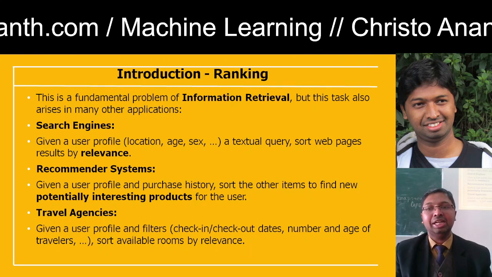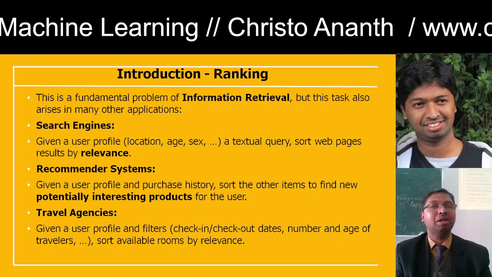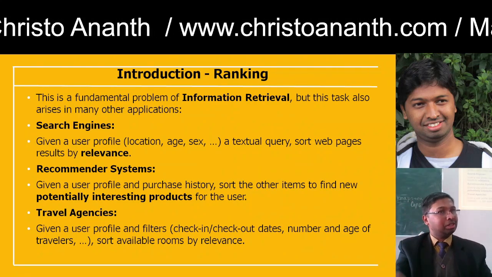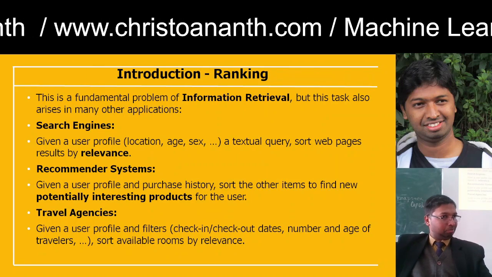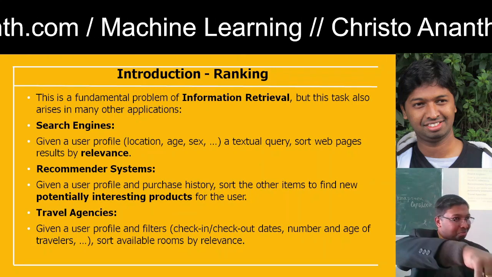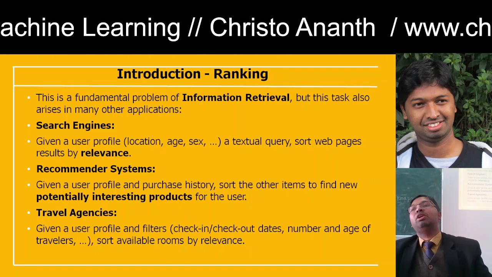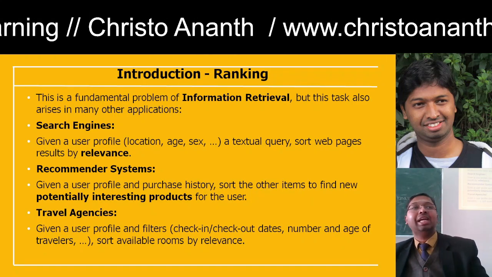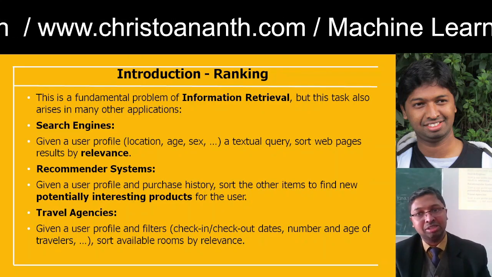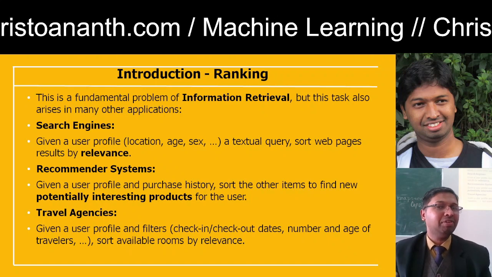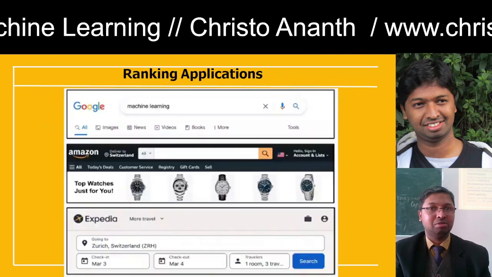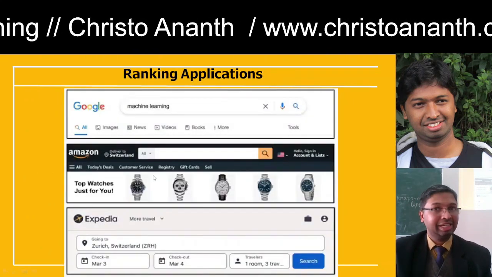Then travel agencies. For example, if we are booking a flight from the capital city Tashkent to any other place, and the next day the price is less, it will ask if you want to book. If you are booking a hotel or making a railway reservation, it will show you the check-in dates, check-out dates, and the number and age of travelers, and sort the available rooms according to relevance. So these are the ranking applications.